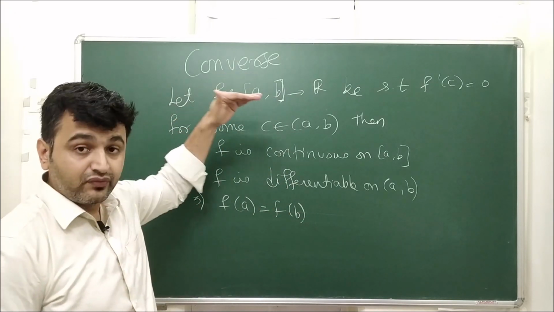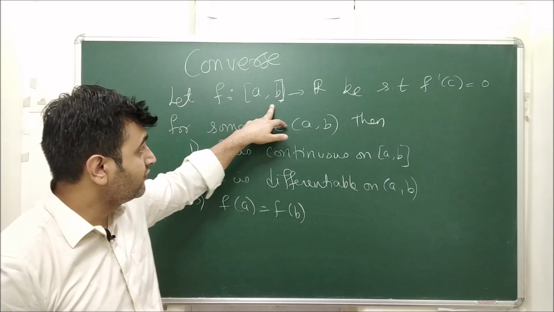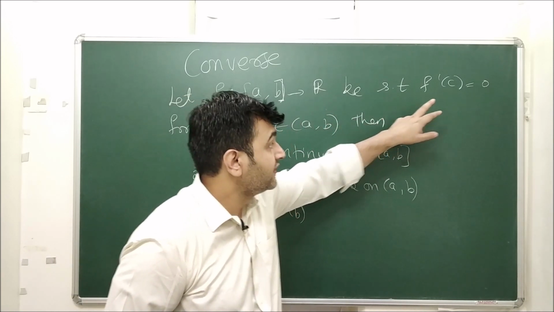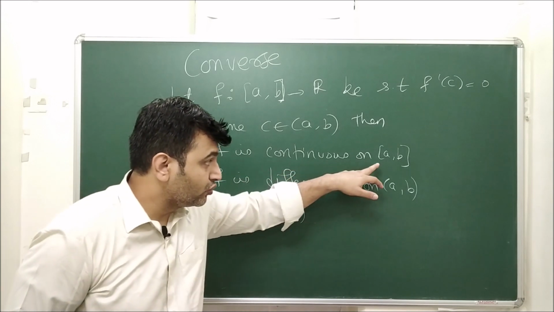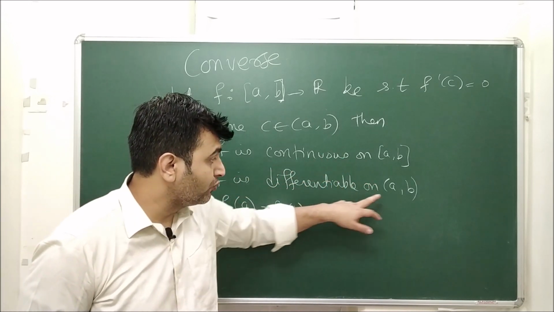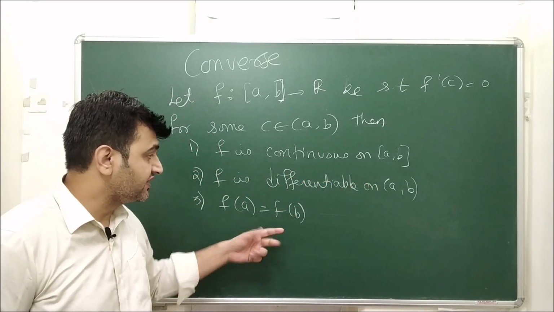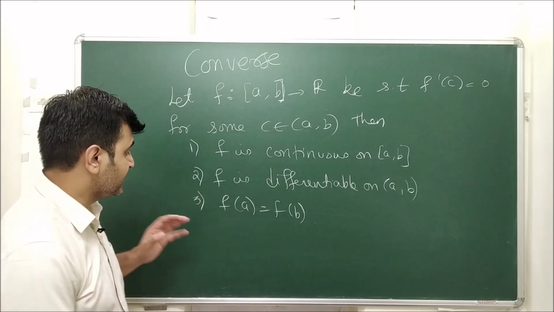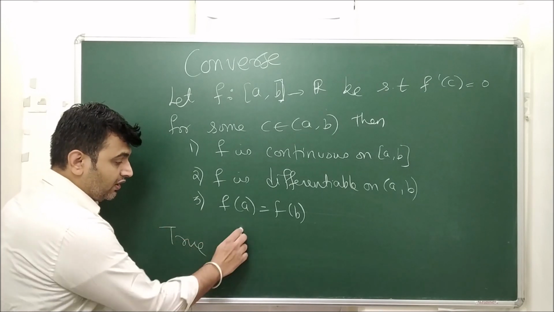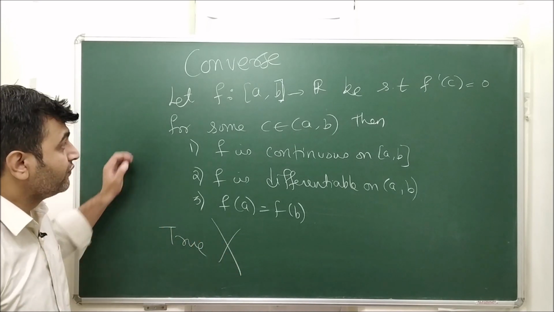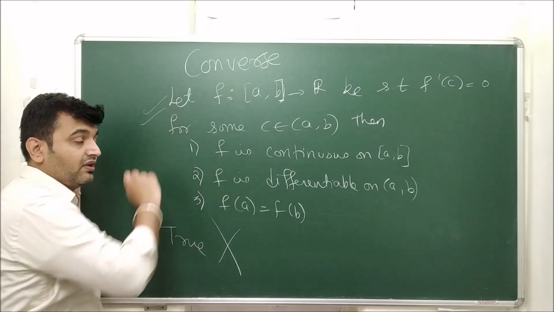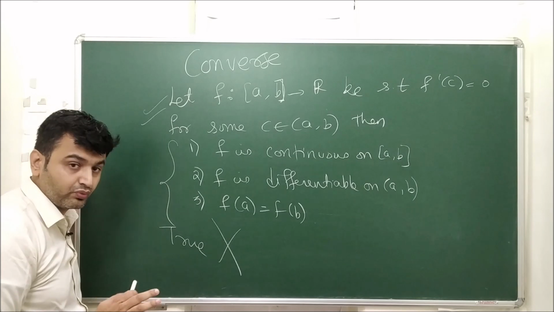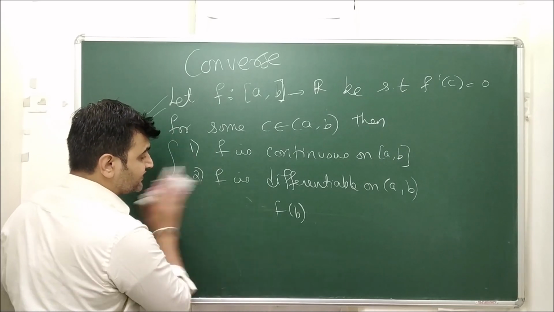So here is the converse of Rolle's theorem. Suppose you have a function from closed interval [a, b] to R such that the derivative at some point is 0, then f is continuous on the closed interval [a, b], f is differentiable on the open interval (a, b), and at the endpoints the function takes the same value. So this is the converse of Rolle's theorem. Now the question is, is this a true statement? The answer is no, this is not true. If you have a function satisfying this condition, then your function need not satisfy all three of them. Okay, so for that let me give you examples.